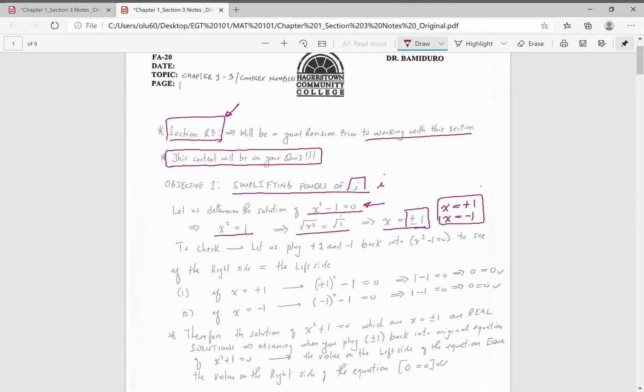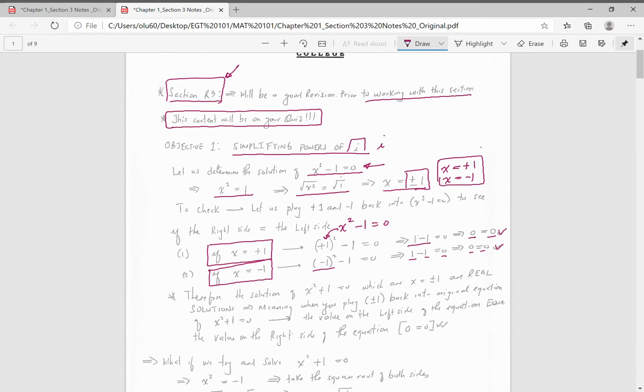But let's check it. And how do we check it? We take either value or both values and we plug it back into the original equation. So for instance, x equals plus 1, right? We plug that back into x squared minus 1 equals 0, as you can see here. And then we're going to get 1 minus 1, which is going to equal 0. So 0 equals 0, that's a real solution. Now if x happens to be negative 1, we do the same thing. 1 minus 1 equals 0, 0 equals 0.